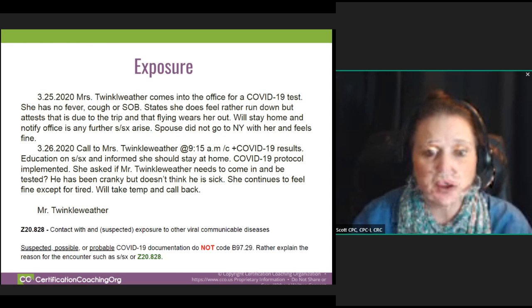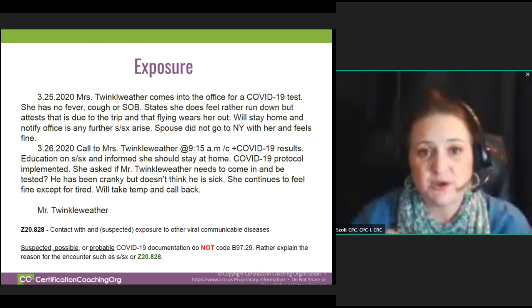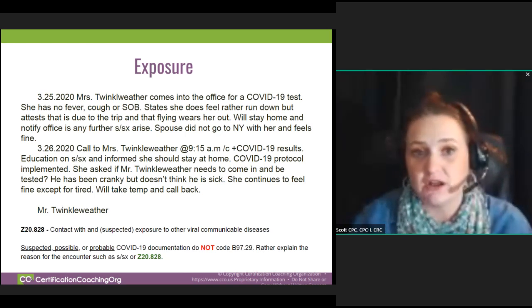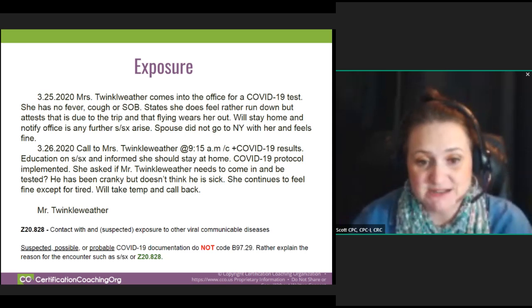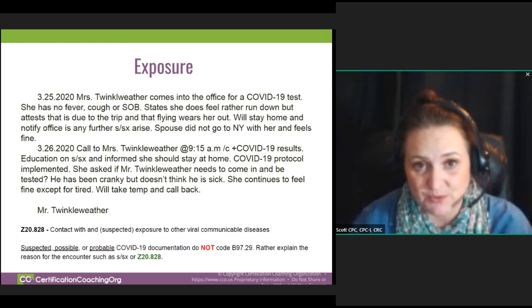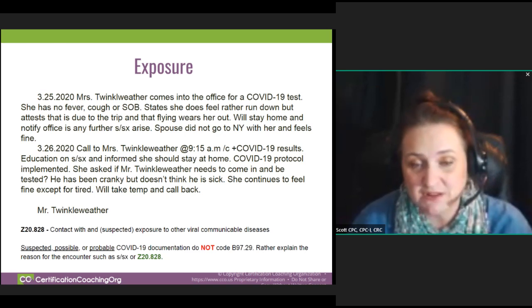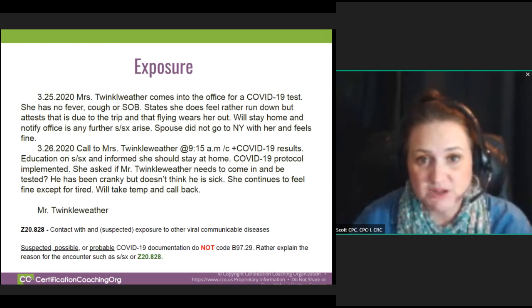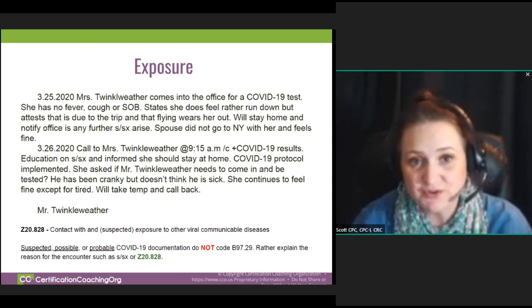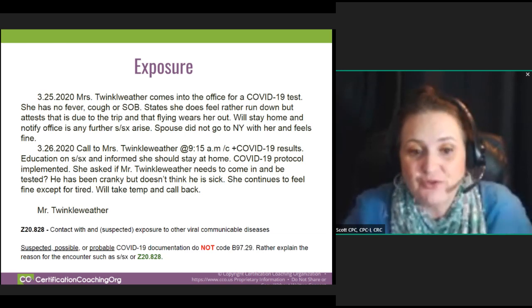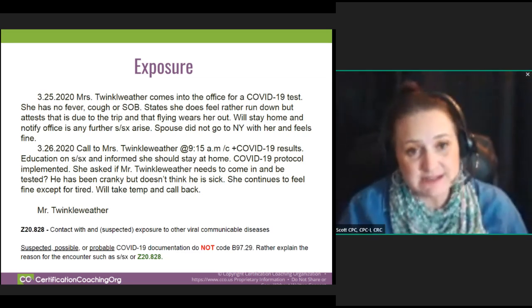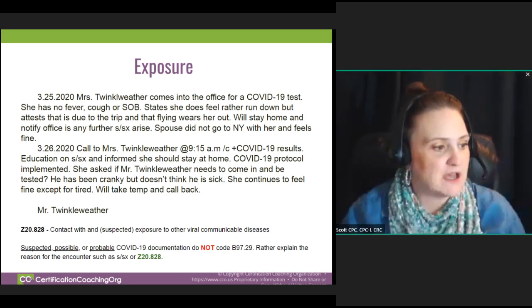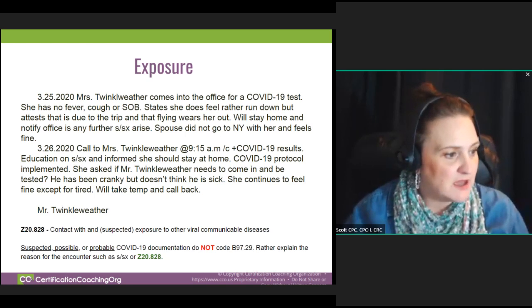So this Z20.828 is going to be a given on so many encounters, because the person could just have regular flu. The whole time that we're doing the COVID-19, it's the flu season. All those regular flus are out there too. You know, so unless you test positive, you do not have COVID-19. Okay, very good point, Whitney.